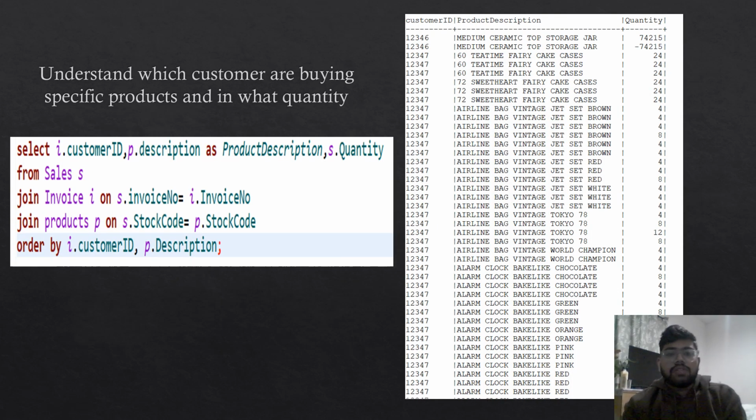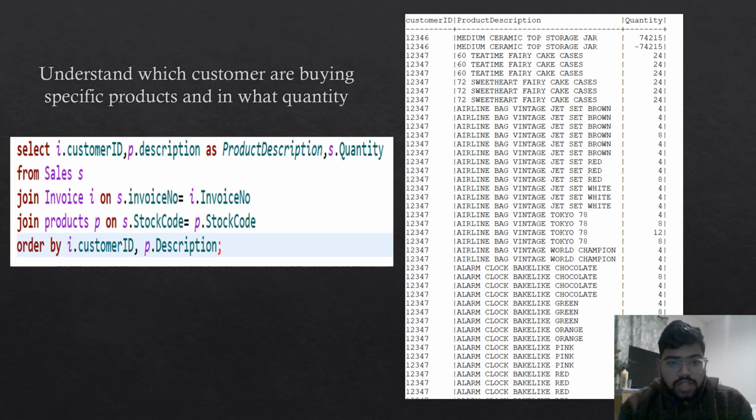And coming to the second question, we need to understand which customer is buying the specific product and in what quantity. Here we need to find a specific customer who has bought a large quantity of a specific product. So here from the sales table we are selecting customer ID from the invoice table, and p.description, which is from the products table, as a product description. It describes the type of the product, and how much quantity from the sales table the customer is buying.